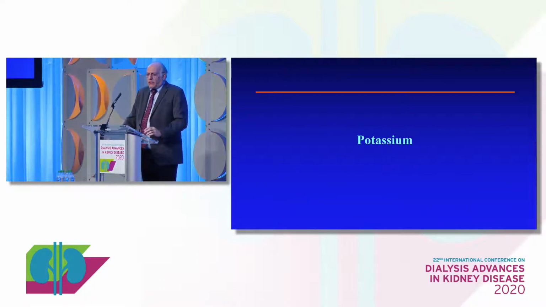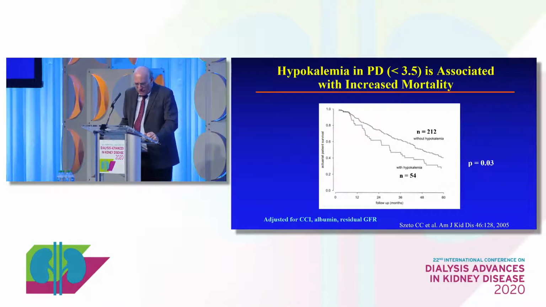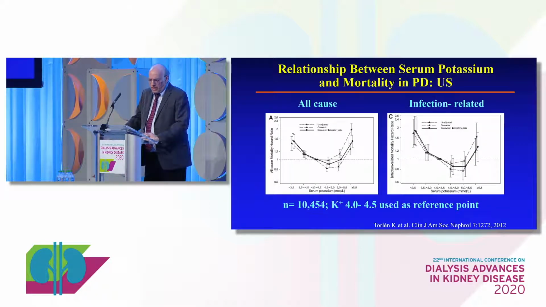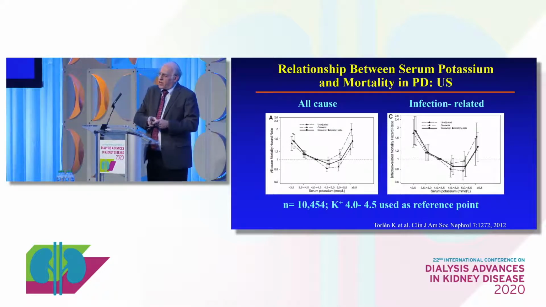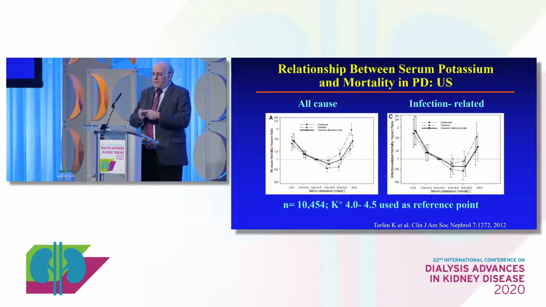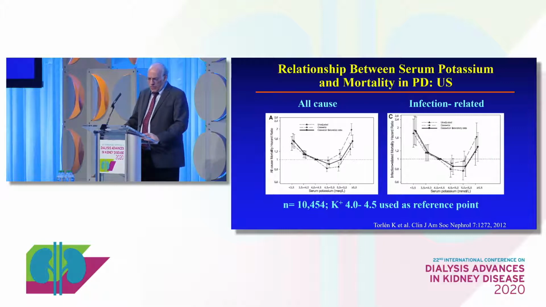We get to some electrolytes, potassium. Potassium less than 3.5, again Hong Kong data, is associated with increased mortality. Similar data has been obtained elsewhere. Here's US data showing a U-shaped curve using the range of potassium 4 to 4.5 as the reference range. As potassium falls, and remember, of course, in peritoneal dialysis, hypokalemia is far more likely than is hyperkalemia, as potassium falls below 4, there's an increase in either all-cause mortality, cardiovascular mortality, and infection-related mortality.